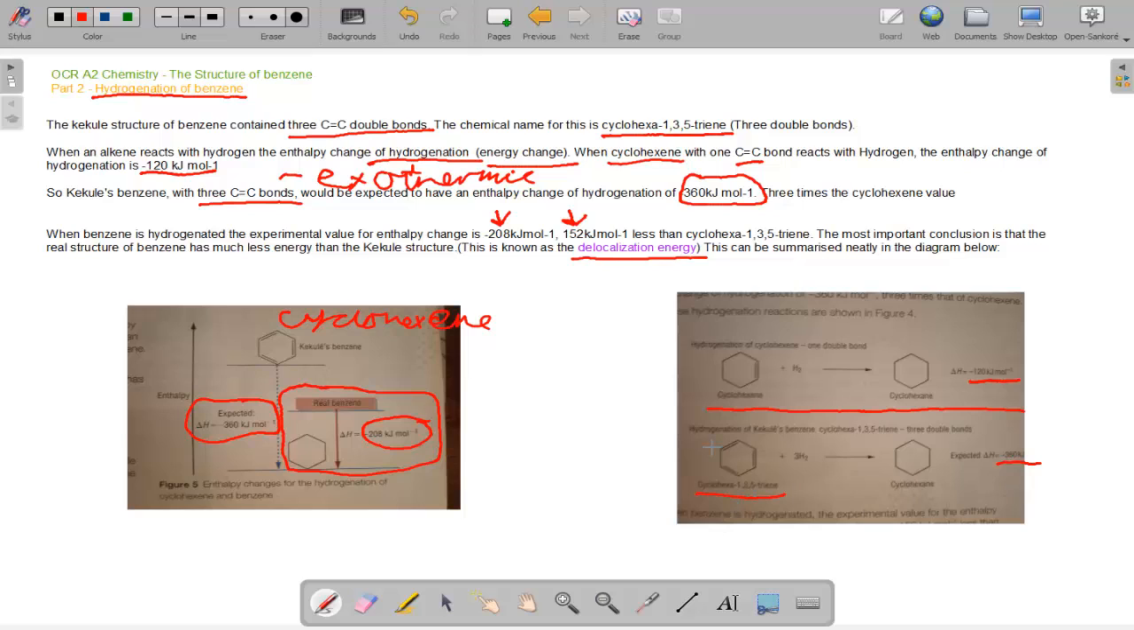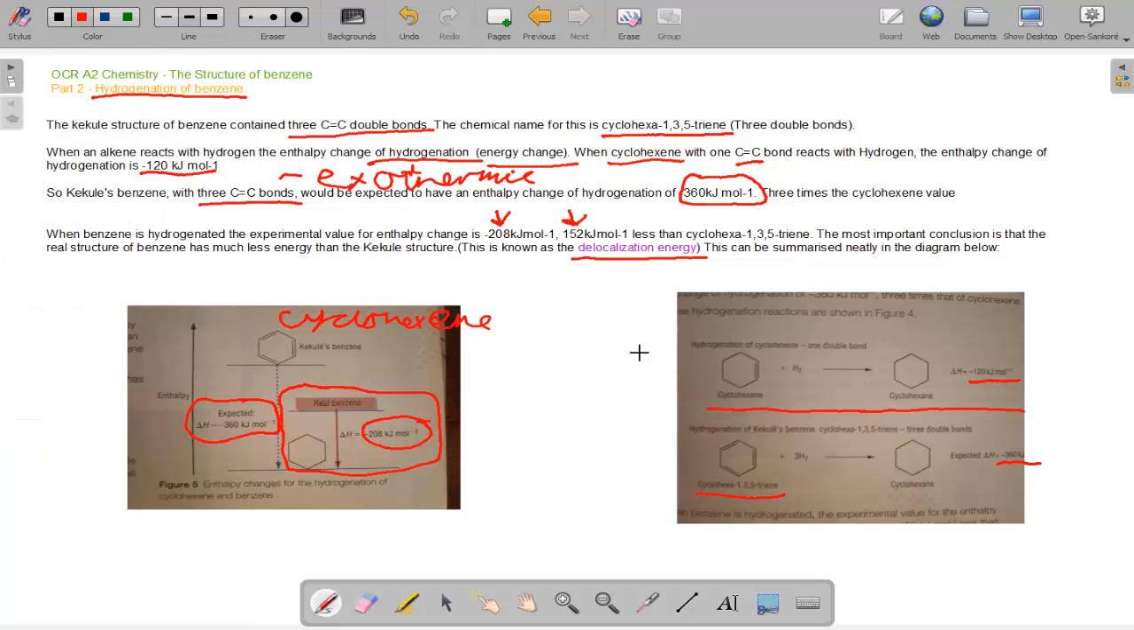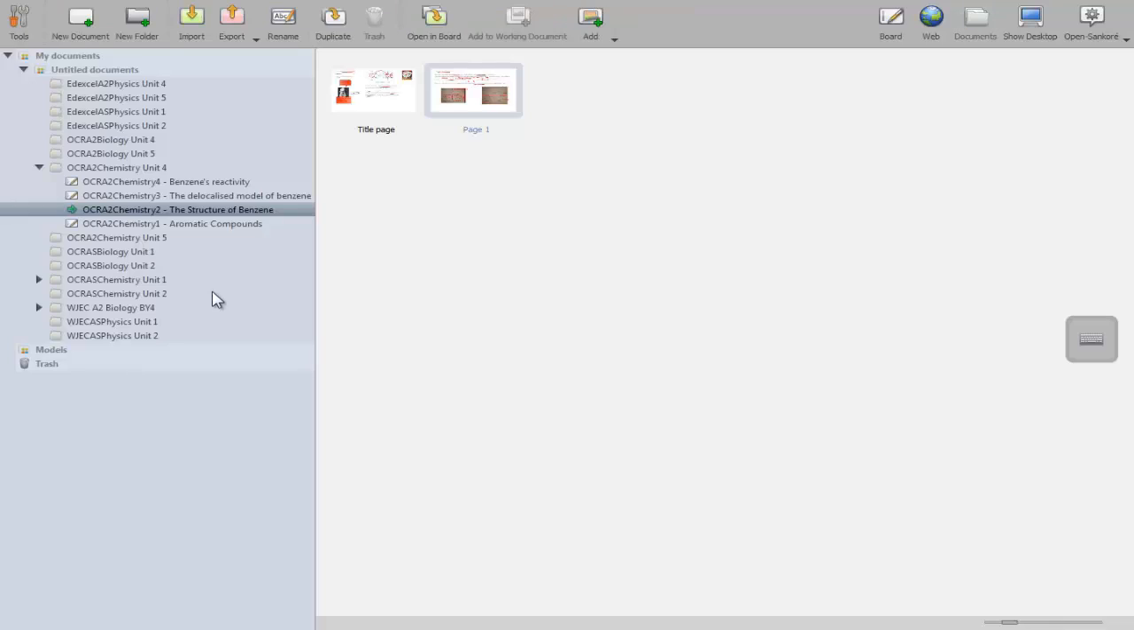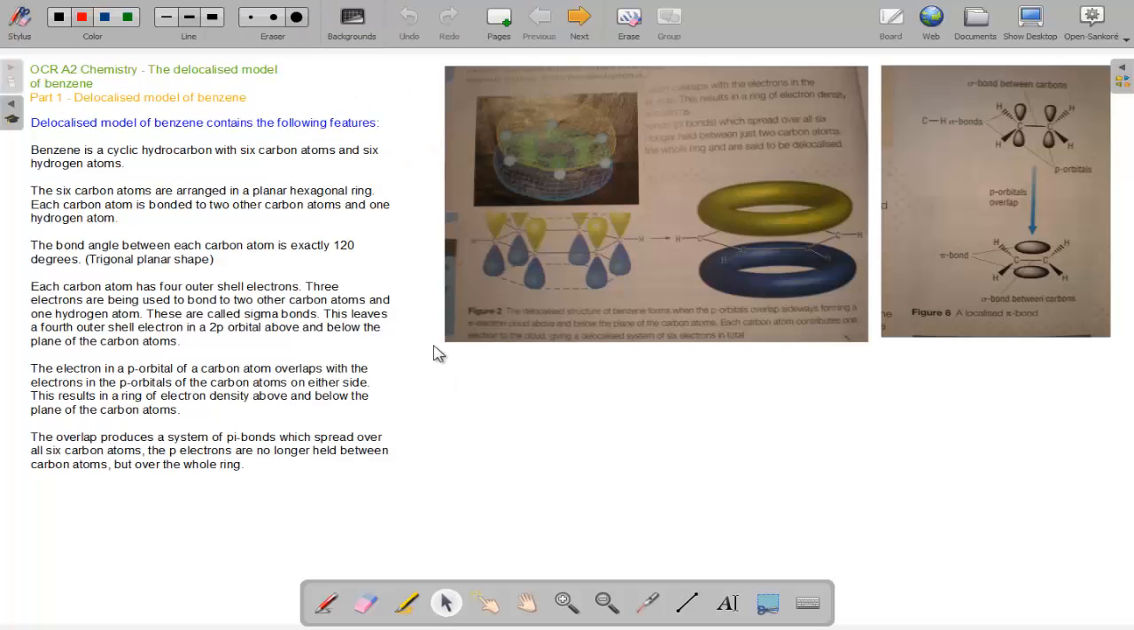So thank you for watching this quick tutorial on the structure of benzene. In the next tutorial I will go into more detail about the delocalized model of benzene. That's for another tutorial.